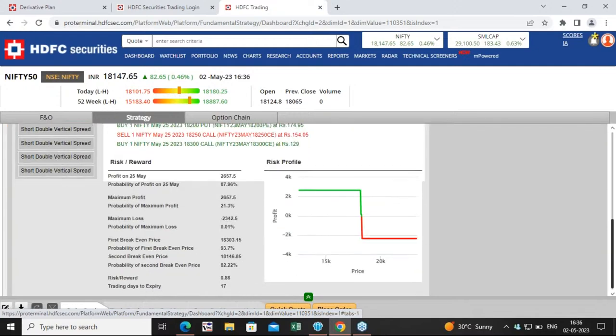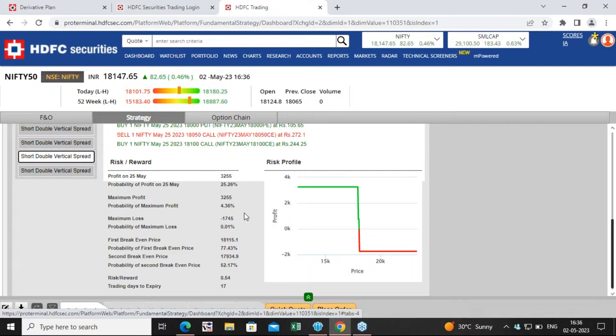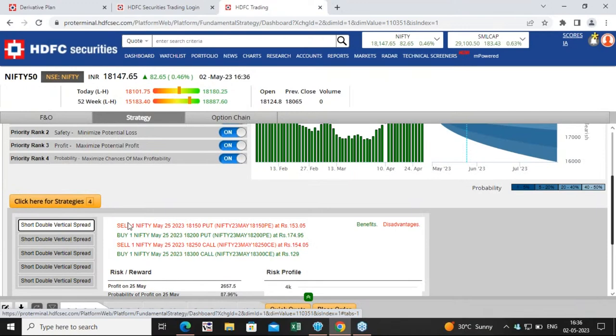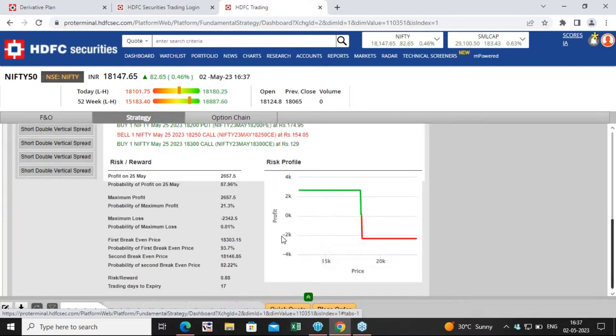Similarly, in the second, we can watch it out. Short double vertical spread yahan pe alag hai, theek hai. Here it's giving you maximum profit of 3,255, but probability of profit is 25% only. Aapko kya karna hai, jaise aapko yahan pe mention kiya hua hai, accordingly aapko purchase karna hai ya sell karna hai. Red is sell and green is purchase. तो आप short कर सकते हो, buy purchase कर सकते हो, naked sell से कर सकते हो, और यहाँ से आप position लेके risk and reward calculate कर सकते हो accordingly, ठीक है?